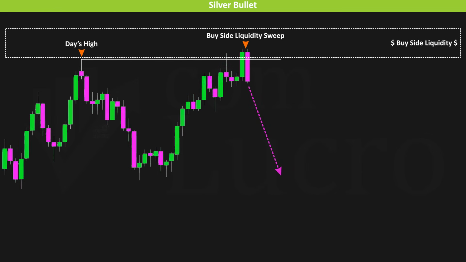Then comes confirmation, and it is not optional. A bearish market structure shift happens when price breaks and closes below the most recent swing low. That tells you buyers are losing control, and selling pressure is starting to dominate. Demand is no longer driving, and price can push lower with stronger momentum.